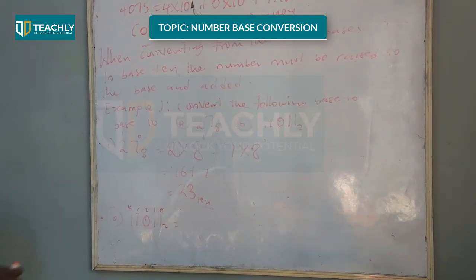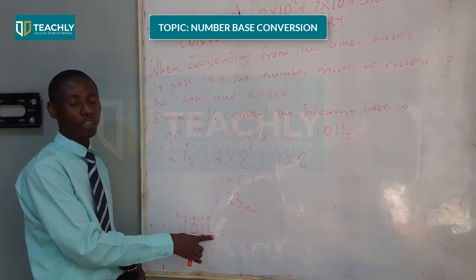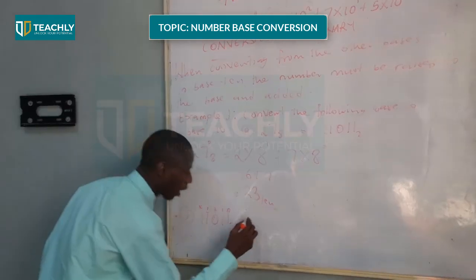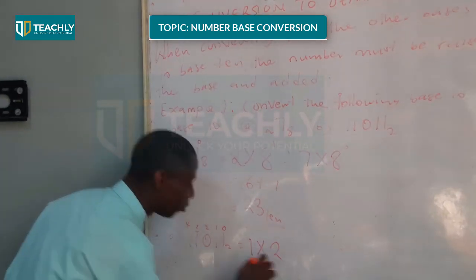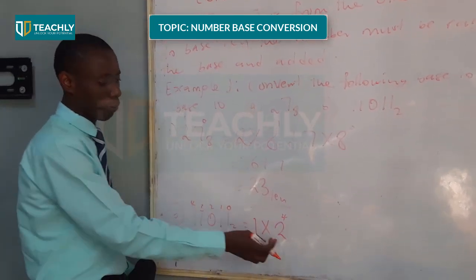The rule says, take the number, multiply by what? Raise it of the base. What is the base? They are in base 2. So the first one is going to be 1 times 2 to the power of 4. Very clear. I'm going to multiply the base.